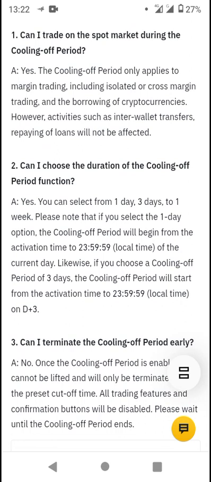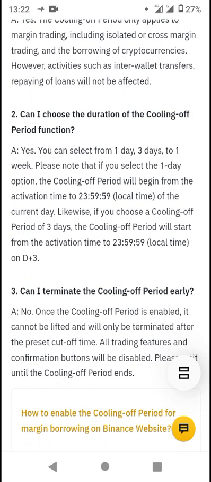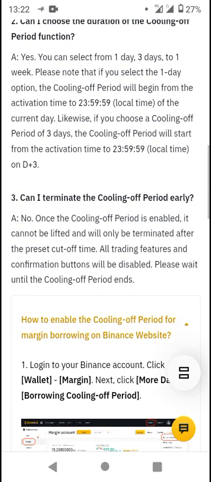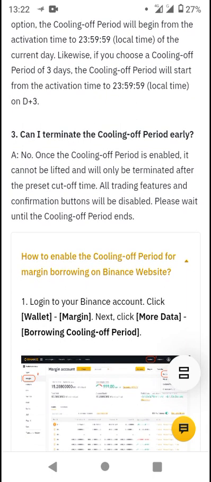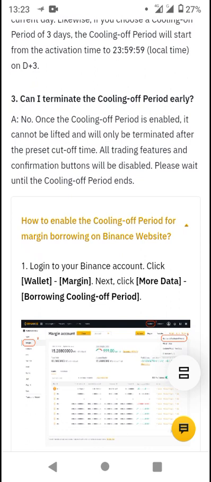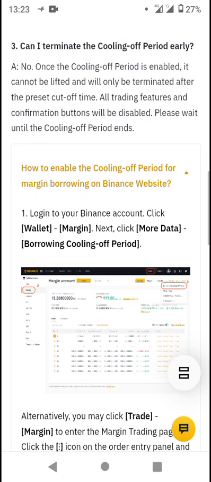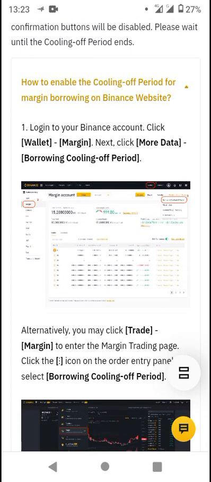Question 2 says, can I choose the duration of the cooling off period function? Yes, you can choose whichever duration of cooling off period is suitable to you. Next, can I terminate the cooling off period early? Binance does not allow you to terminate the cooling off period early. Once the cooling off period is enabled, it cannot be lifted and will only be terminated after the preset cutoff time. All trading features and confirmation buttons will be disabled. Please wait until the cooling off period ends.